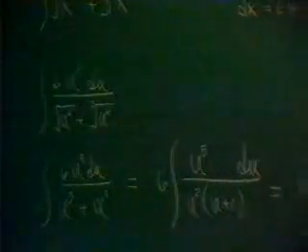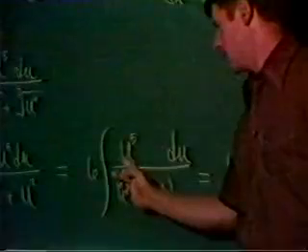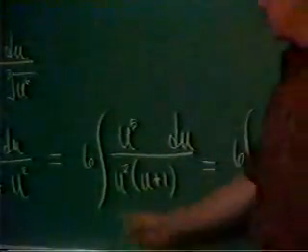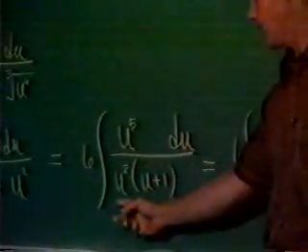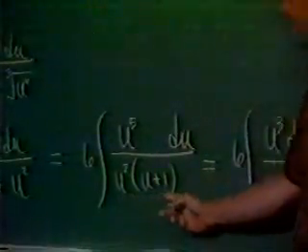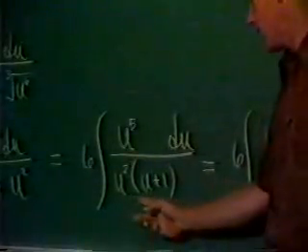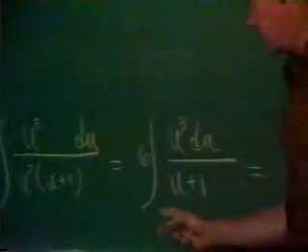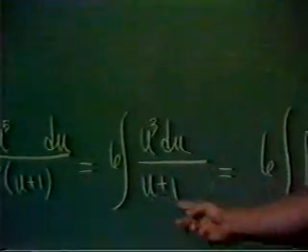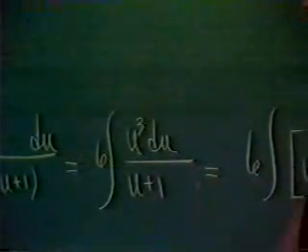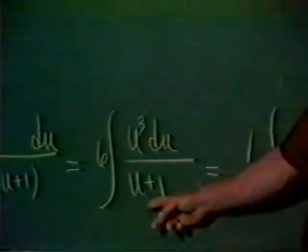This is equal to 6. Constants can be moved out across the integration symbol. So we have 6 times the integral of u to the 5th du. Factoring u to the 2nd power out of our denominator, we have u squared times u plus 1. Reducing, we have 6 times the integral of u to the 3rd du over u plus 1. Again, our same situation has arisen.